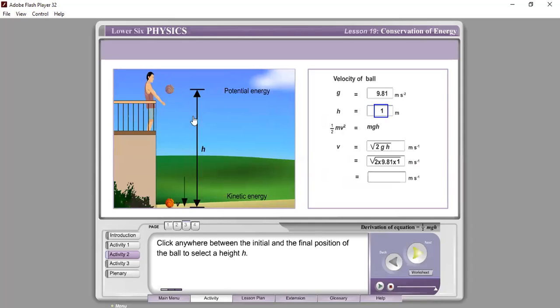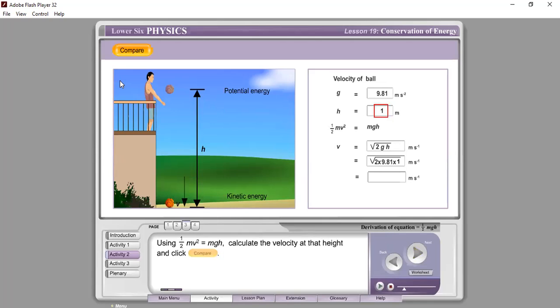So that means that at any position, we use 1/2 mv squared equal to mgh. No matter what the height or velocity, when we use the principle of conservation of energy, 1/2 mv squared equals mgh. The loss of the potential energy will be equal to the gain of the kinetic energy.